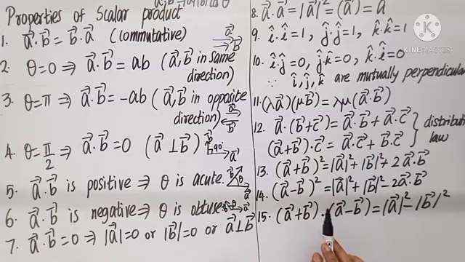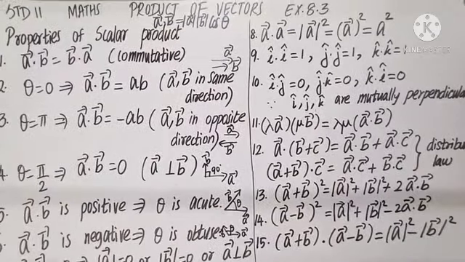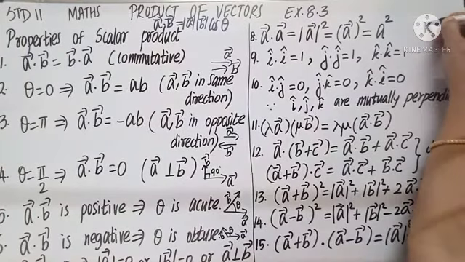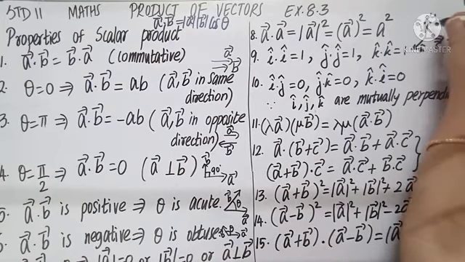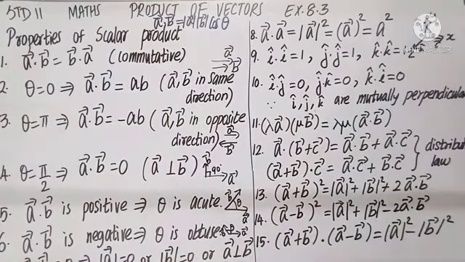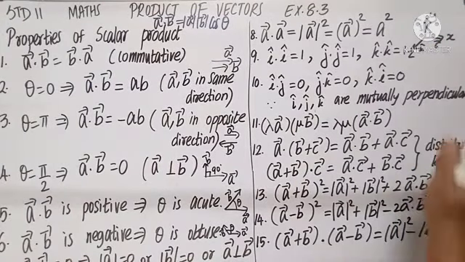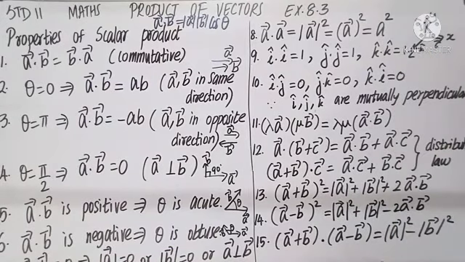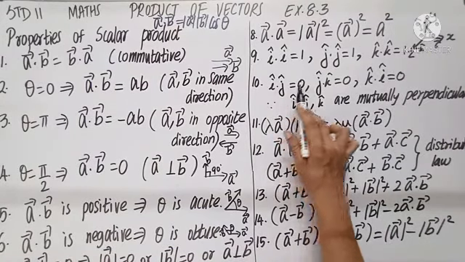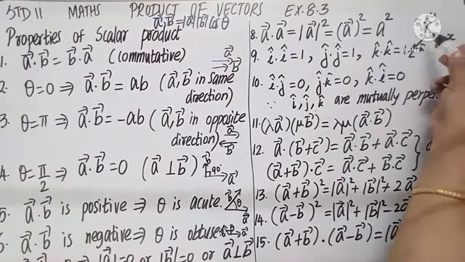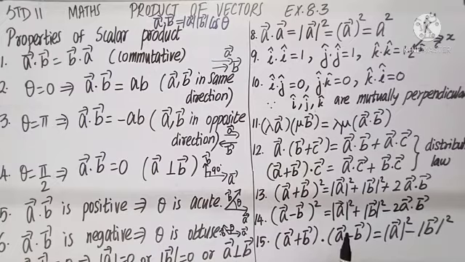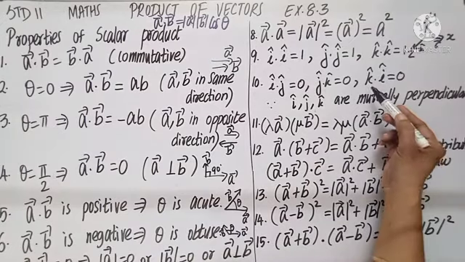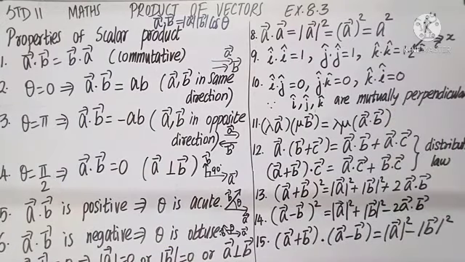Now what about I dot I? Let us remember, we have the three different axes, x, y, z. So naturally, between I and j, the angle is 90. So I dot j 0. Between j and k, again the angle is 90. So j dot k 0. With a similar argument, we can say k dot I 0.